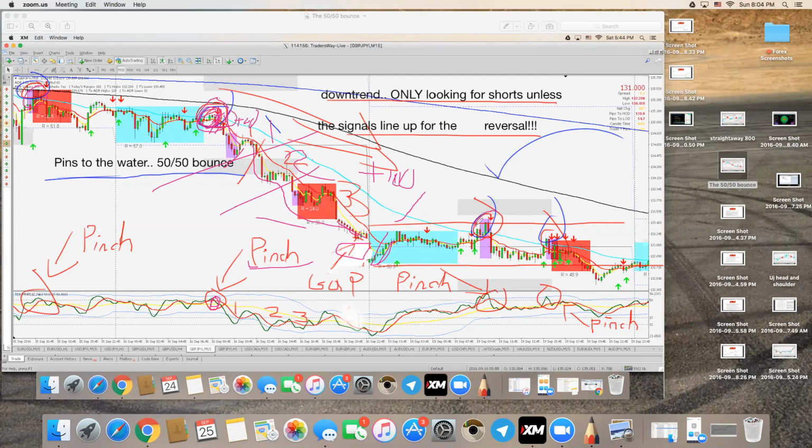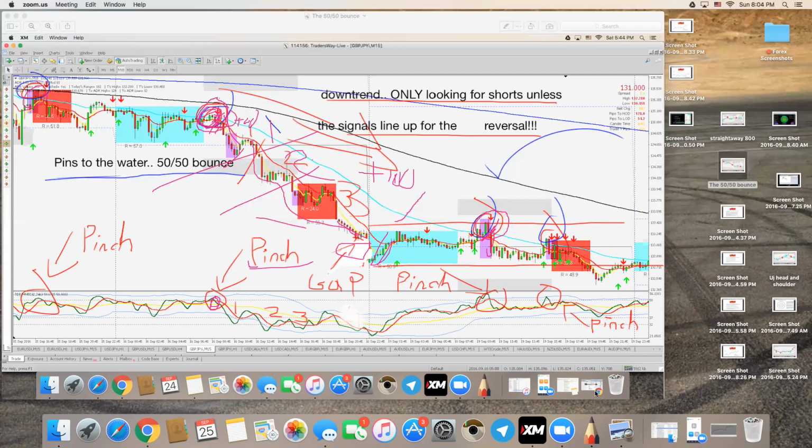Here's the thing, the same thing applies. We are still technically in a downtrend, so we're still looking for shorts unless otherwise specified. Pins to the water, railroad track. You get in here. However, if this candle shifts all the way over here, you're late. Don't chase the trade. You're late. You need to be in here immediately.